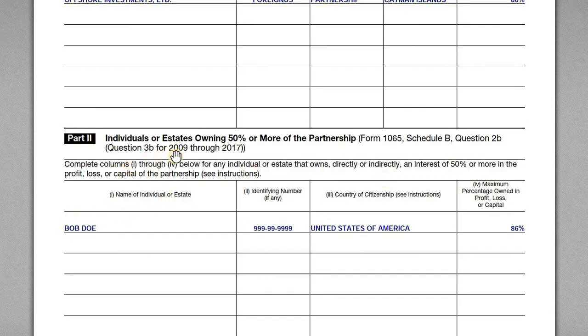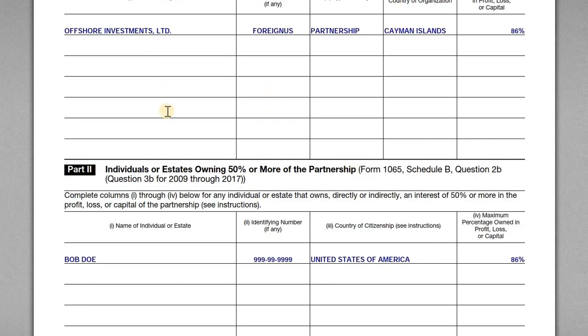Similar concept down here, right? So we have Bob, he might only own 35% directly, but indirectly he owns more than 50%. Right, so we have his name, his EIN, or his social security number rather, country of citizenship, USA, and then the maximum percentage owned, 86%, and that's because he owns 35 directly, and then an additional 51% via his ownership interests in the Offshore Investments Ltd.